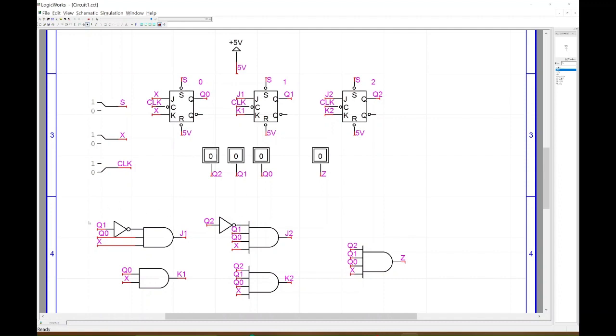I have the equations for each of my JK inputs down here. I only have 1 and 2 and Z because for these first three it was just X, so I can put that right in. And then each of these feeds into here, and amazingly, it actually works.